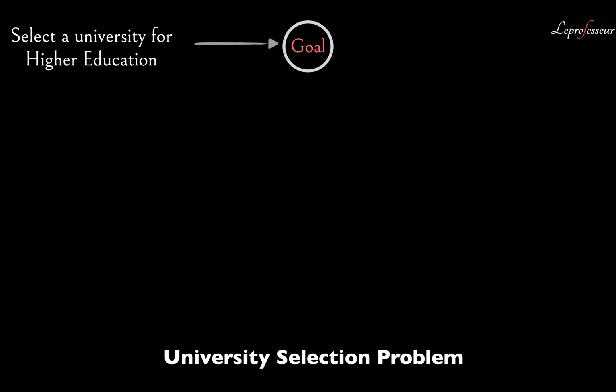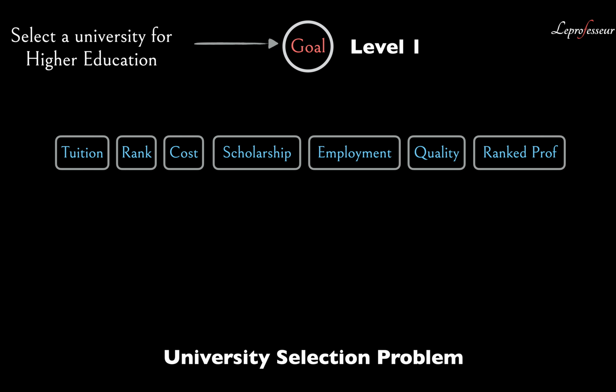So our goal is to find a university. Which university should I go for my PhD? That's my goal. Okay, let's put it as simple. So I put it at level 1 of the tree, or root of the tree, inverted tree. And then level 2 will go all the criteria which I just discussed. That I want to look for: tuition, rank of the university, cost, scholarship, employment, quality, ranked professor.